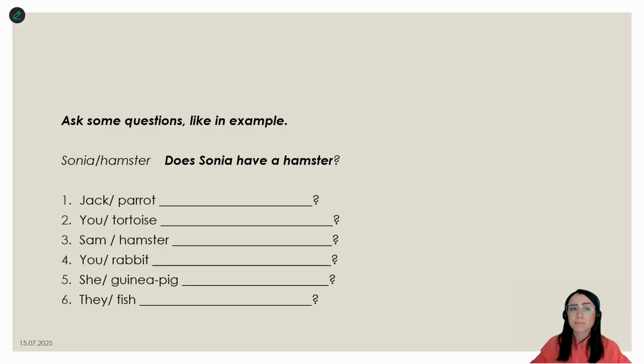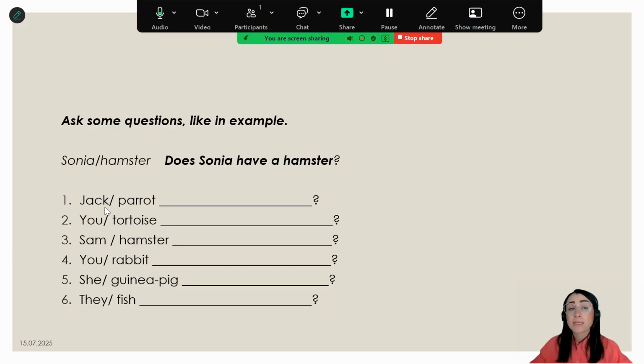Check your answers. Number 1. Does Jack have a parrot? Number 2. Do you have a tortoise? Number 3. Does Sam have a hamster? Number 4. Do you have a rabbit? Number 5. Does she have a guinea pig? Number 6. Do they have fish?